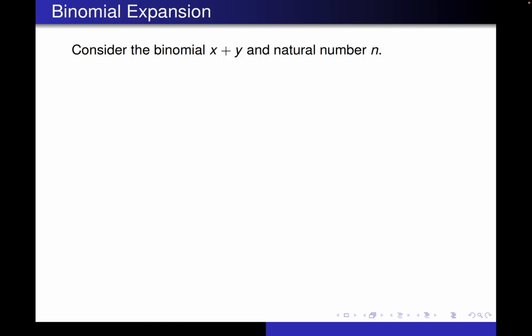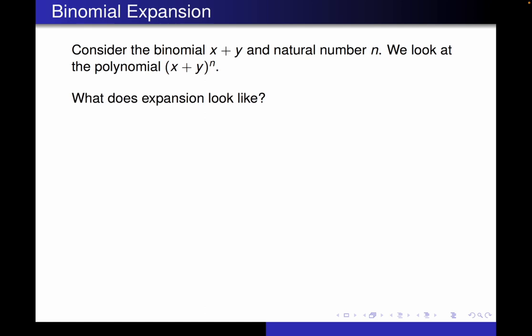So now we're going to look for a fourth problem that looks even more different, more separate from the other ones that we did. We're going to look at the binomial x plus y, where x and y are just variables. And we're going to look at a natural number n and the polynomial (x + y)^n.